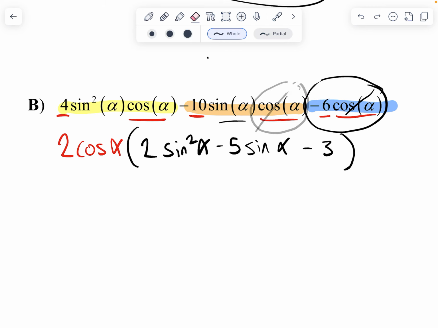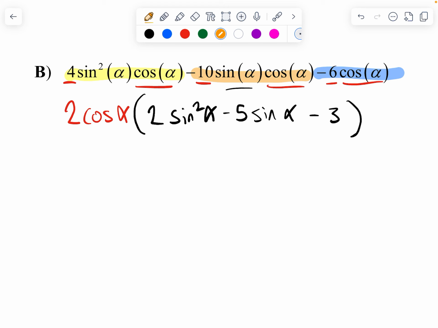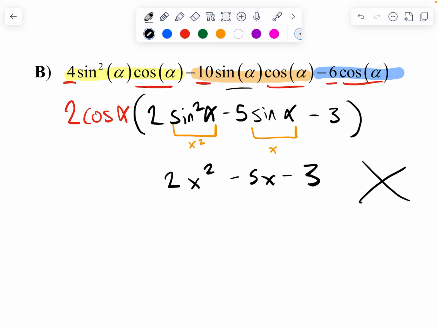And again, if this does not look familiar, if you stare at this and you're like, what on earth do I do? Don't freak out, right? Maybe put in x's for the sine instead, right? This would be x squared, this would be x. So then you would have 2x squared minus 5x minus 3. And you're like, oh, I can factor that. That looks a lot more familiar. Go with it. Do it.